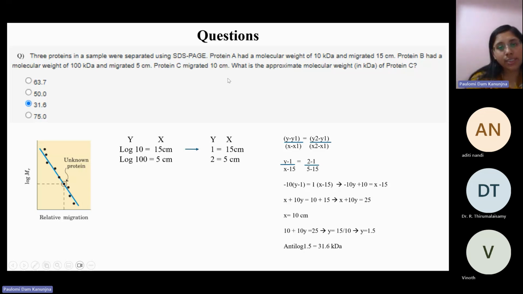Then you use this for the unknown. You know x, the migration here is 10. So your x is 10. You just need to find out y. So your y comes out to be 1.5, which is correct because 10 is here, so your y should also be in the center. So y is 1.5, but y is actually log. So to find out the actual molecular weight, you need to do anti-log. Anti-log of 1.5 is 31.6, which is kilodalton.